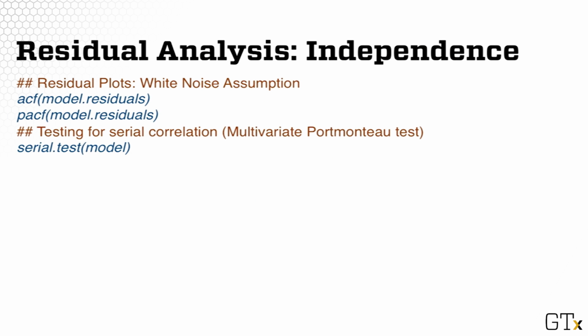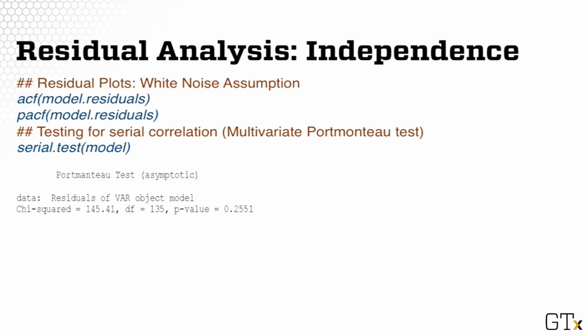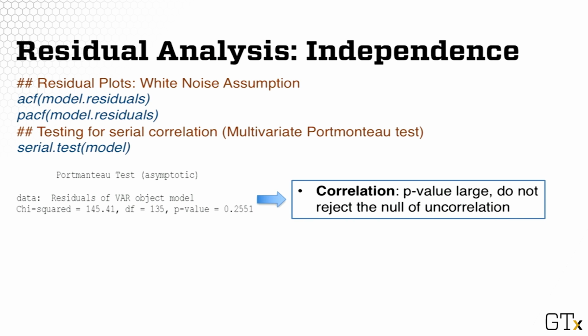Another assumption to be evaluated is the independence assumption. Note that we cannot evaluate independence, but we can assess whether residuals are uncorrelated. We can do so by studying the autocorrelation plots, but also using a hypothesis testing procedure for uncorrelated data called serial.test in R. The null hypothesis of this test is that the residuals are uncorrelated. This is the output of this test. We discussed this test before for univariate time series. The p-value is large, indicating that the residuals are uncorrelated. Hence, it is possible we have modeled the serial correlation in the three time series appropriately.